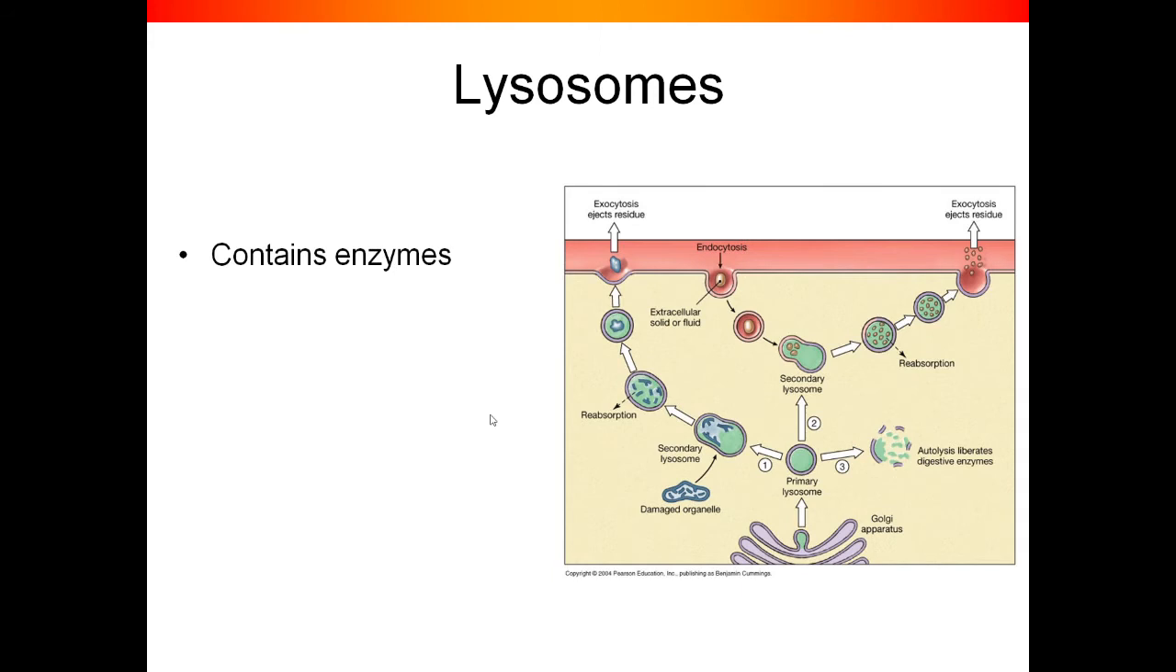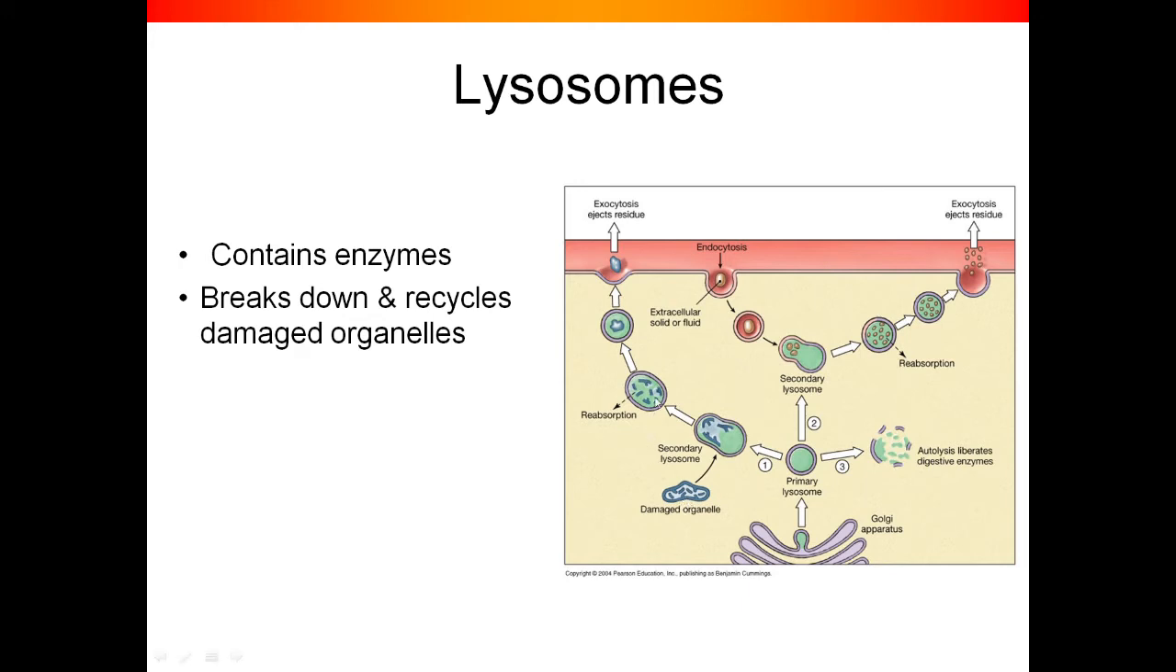Now, these lysosomes contain enzymes, and what they can do is break down and recycle damaged organelles. So that's this fate right here. Here's an old worn out mitochondrion that doesn't work anymore. This primary lysosome would bind to it and essentially digest it, break it down so that the components can be reused, reabsorbed by the cell and recycled so we can make new mitochondria.